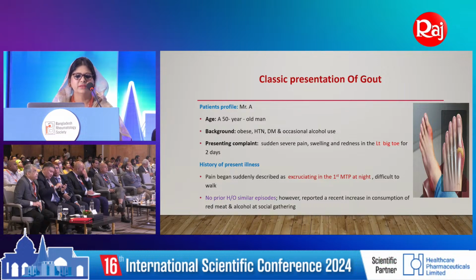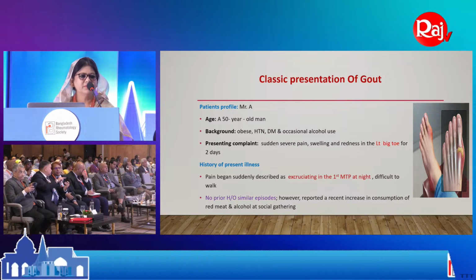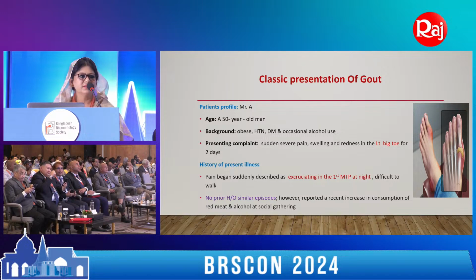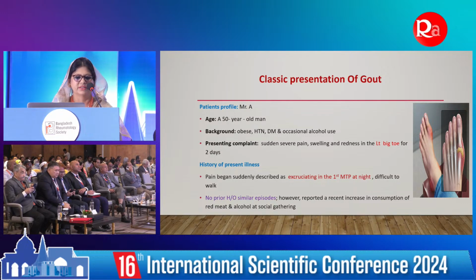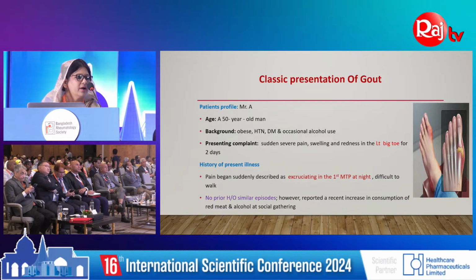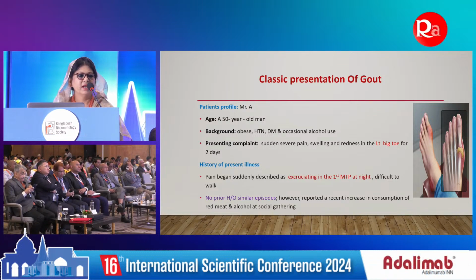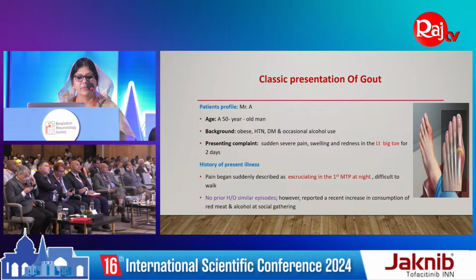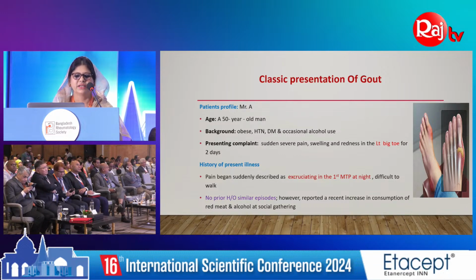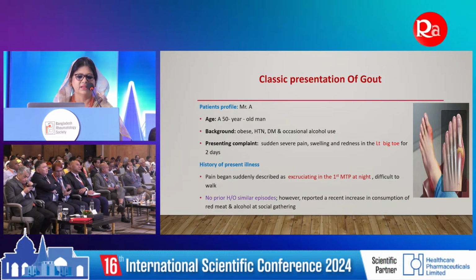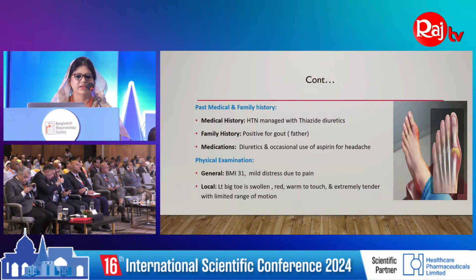A 50-year-old man presented to our outpatient department. He is obese, hypertensive, and has type 2 diabetes mellitus. He came to us with complaints of sudden severe pain in his left great toe for 2 days. His pain was so excruciating that it woke him up at night and he found it difficult to walk. He had no prior history of similar episodes, but he reported a recent increase in consumption of red meat and alcohol at a social gathering.